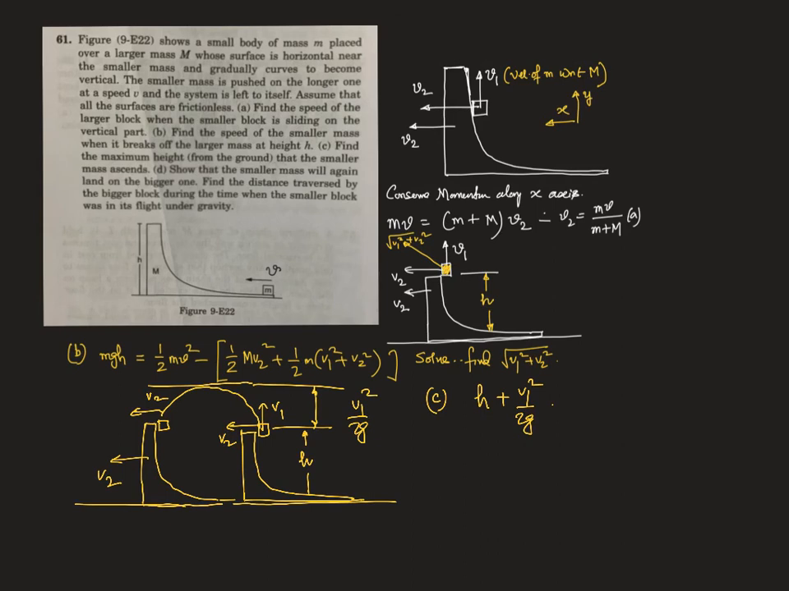Show that the smaller mass will again land on the big wedge. Obviously, because both their x velocities are the same, v2. So they travel the same path.